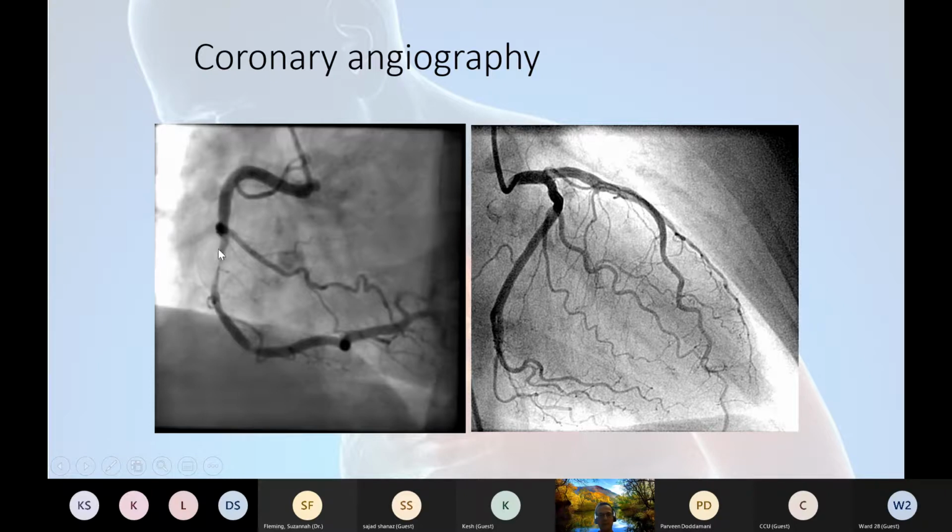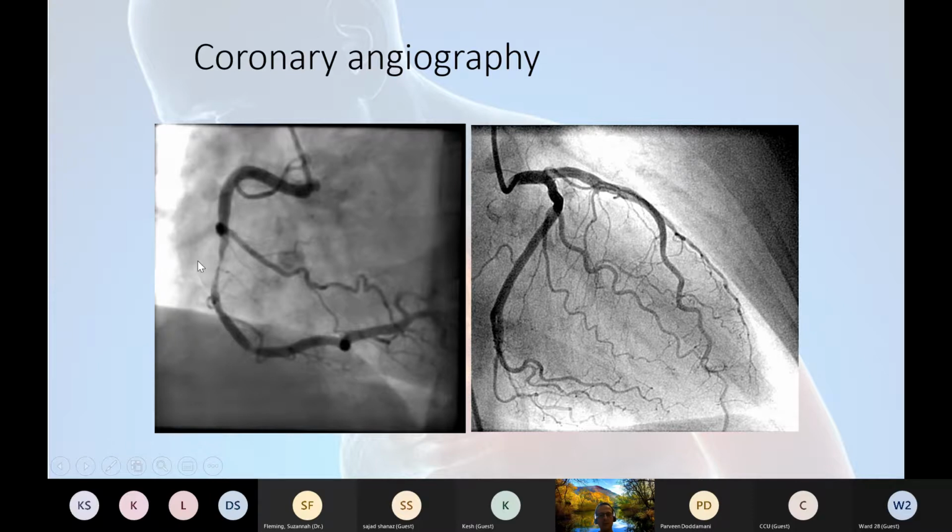Here we have a tight narrowing in a right coronary artery. And can you see here? Although it's not that narrow, can you see how faint it is? And this is a tight narrowing seen at 90 degrees to this. Imagine we spin round and look at this from the side.